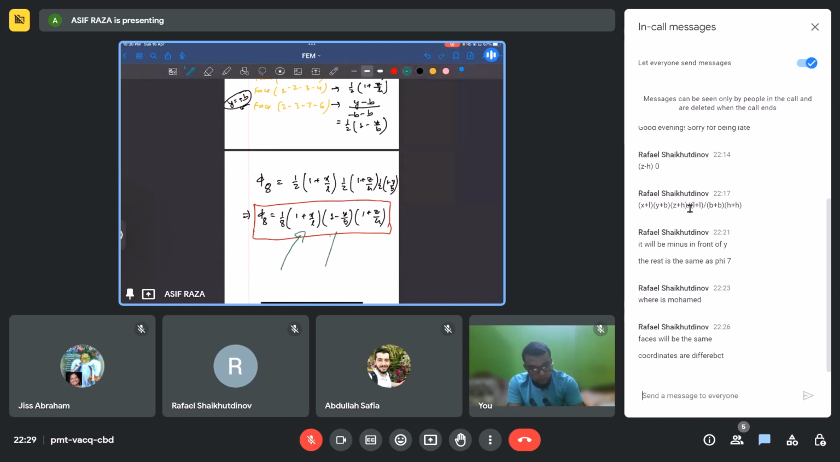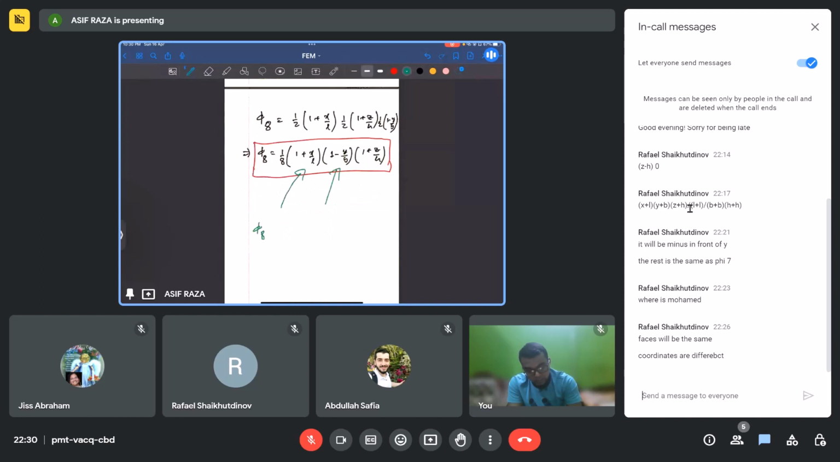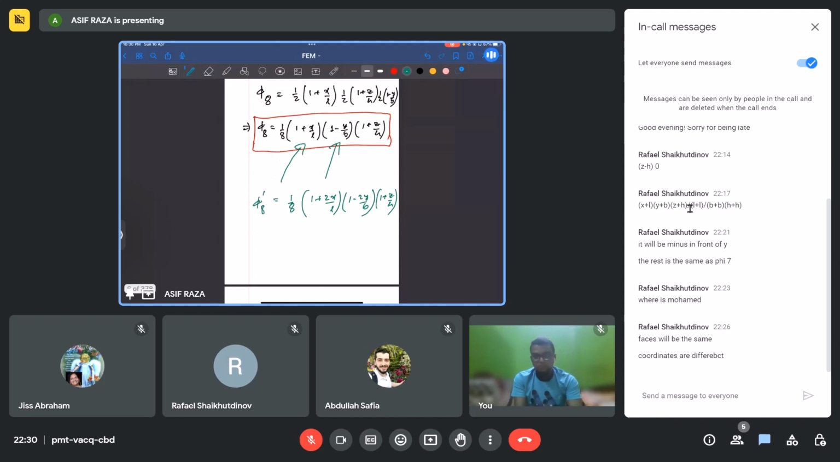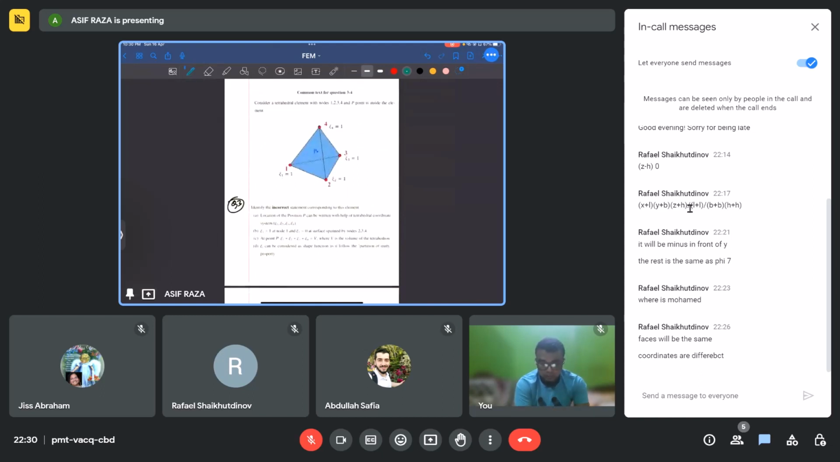We have to make changes only along x, right? So for that 5/8, I'm just writing prime. That will be 1 plus 2x by L, 1 minus 2y by b, and 1 plus z upon x. Okay, easy. We can move on. So this is a common textbook question number 3 to 4.